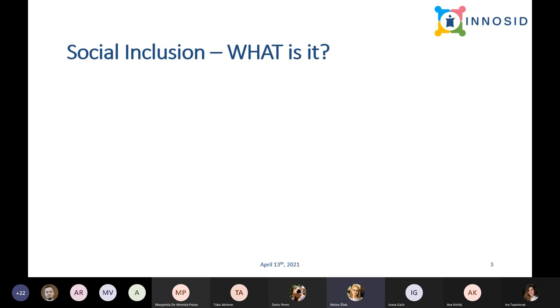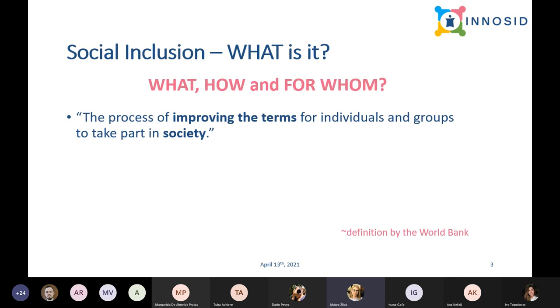Okay, so we can begin with a definition of social inclusion, a little theoretical background. On the title of the slide, you can see the question, what is it? But since social inclusion is a really complex concept, maybe it would be better to ask not only what, but also how and for whom. Here you can see the first definition, from the World Bank's essential reading on social inclusion, which says that social inclusion is the process of improving the terms for individuals and groups to take part in society. This first definition implies that there is a need for improving someone's position within society, which explains the what part of the definition.